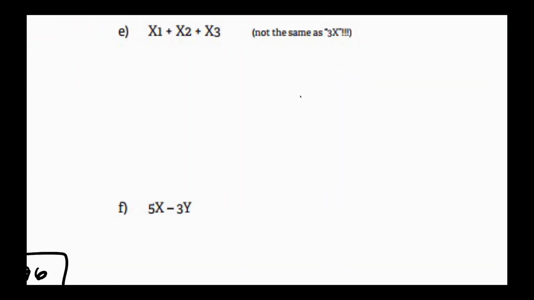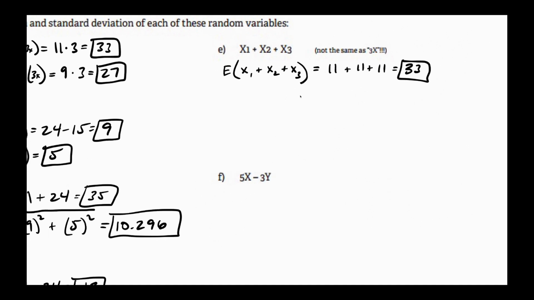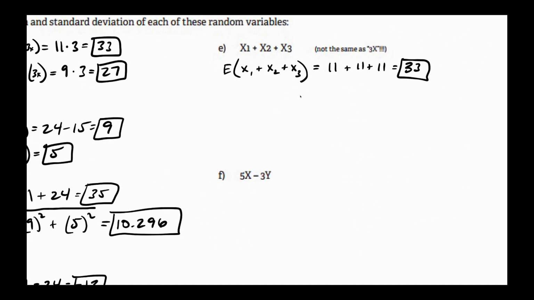All right, what about this one? We got 3, now we're adding. So we're taking the first list and combining it with itself, adding on top of each other. There you go. 11 plus 11 plus 11, which is 33. The standard deviation is not the same as tripling, because if you multiply it, then the standard deviation changes.